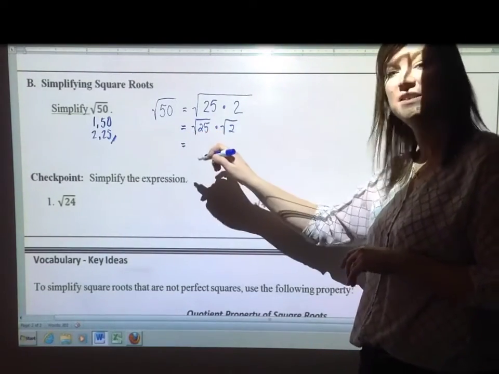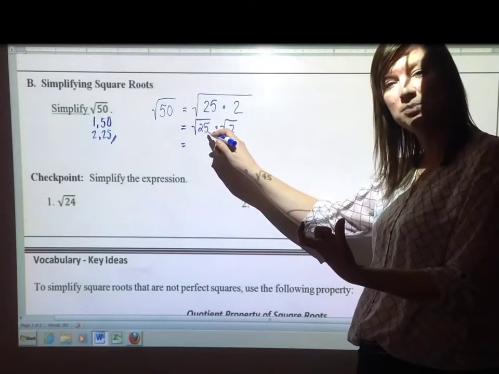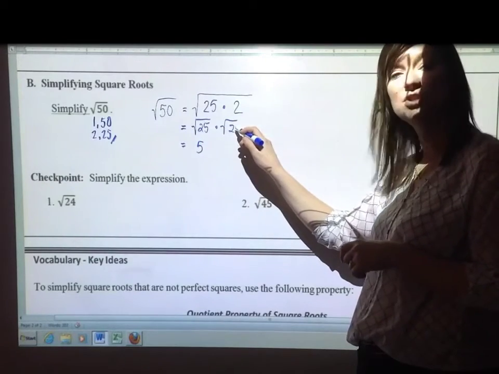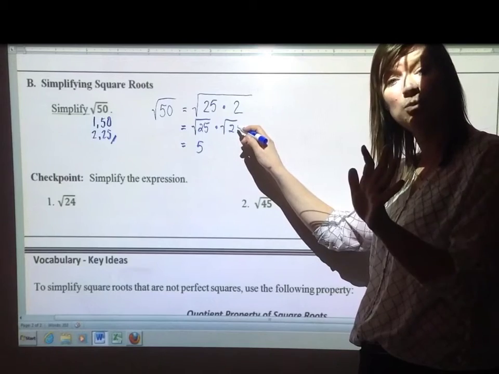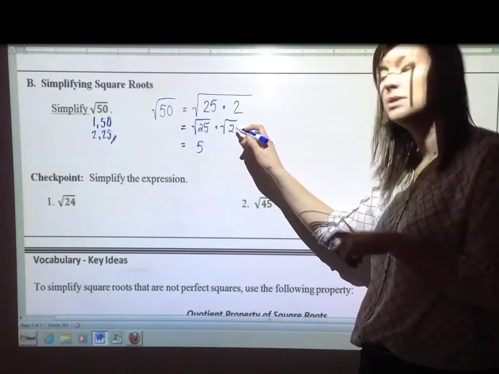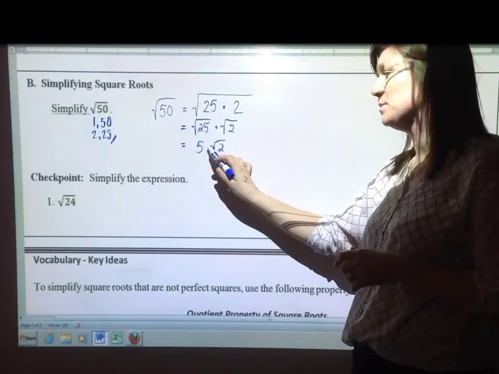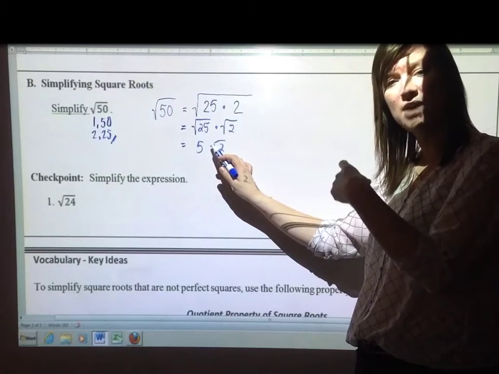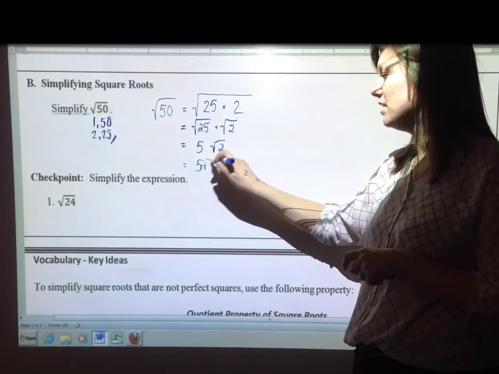So to simplify this one more step, the radical of 25 is a perfect square. So that's going to simplify right into an integer, and that's going to be 5. But the radical of 2 has no perfect square factors that remain. So it's already in what we call lowest radical form. So I'm going to keep that as the radical of 2. And we don't need to show the multiplication sign anymore because it's implied between 5 and radical 2 that we're multiplying. So I'm going to rewrite it so it's 5 radical 2.